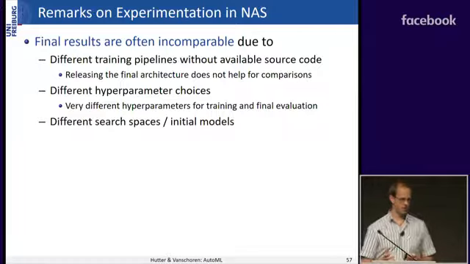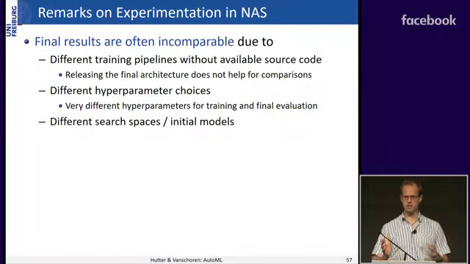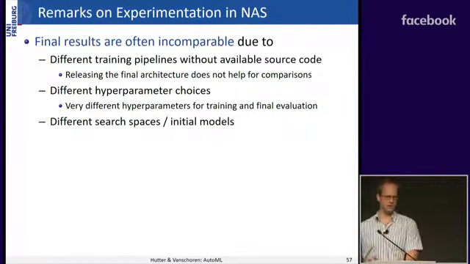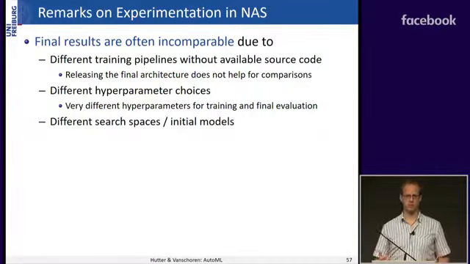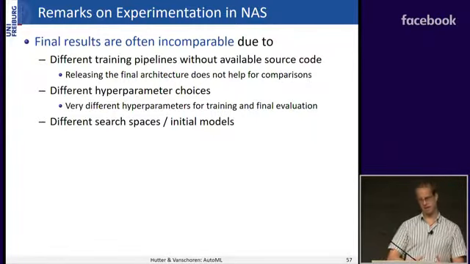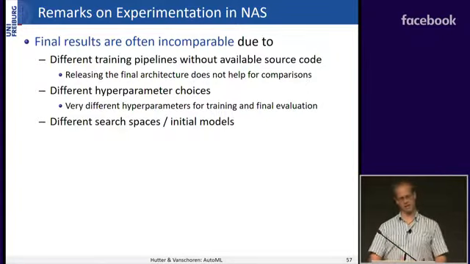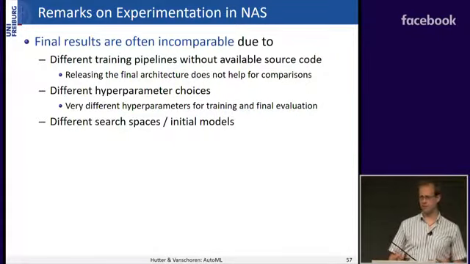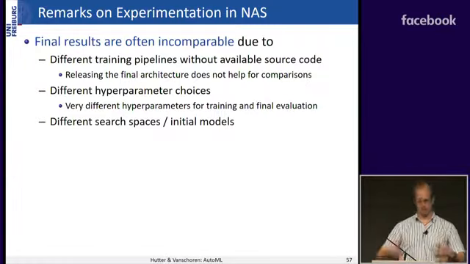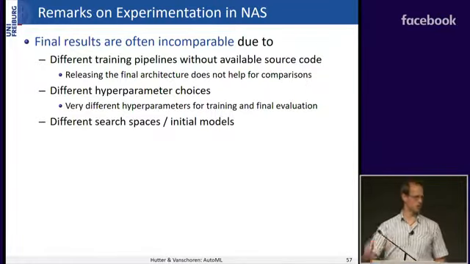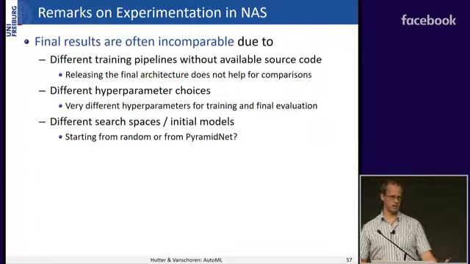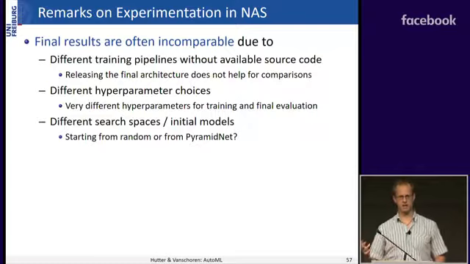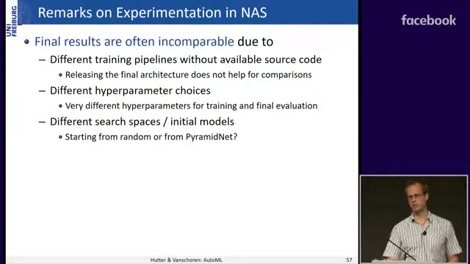For the different hyperparameter choices, there are actually very different hyperparameters during the training and then during the final evaluation. And it's quite important where these hyperparameters come from. If you have to do hyperparameter optimization of your method in order to then do well, then it doesn't work really well as an AutoML system, because that should just work off the shelf given a new data set, and you shouldn't have to optimize it first. And it also matters whether you start from random or whether you already start from a state-of-the-art neural network and only improve that locally.